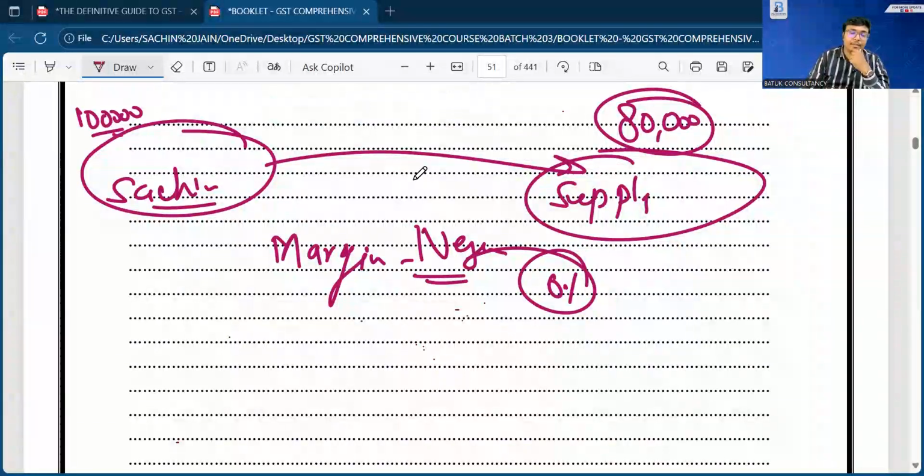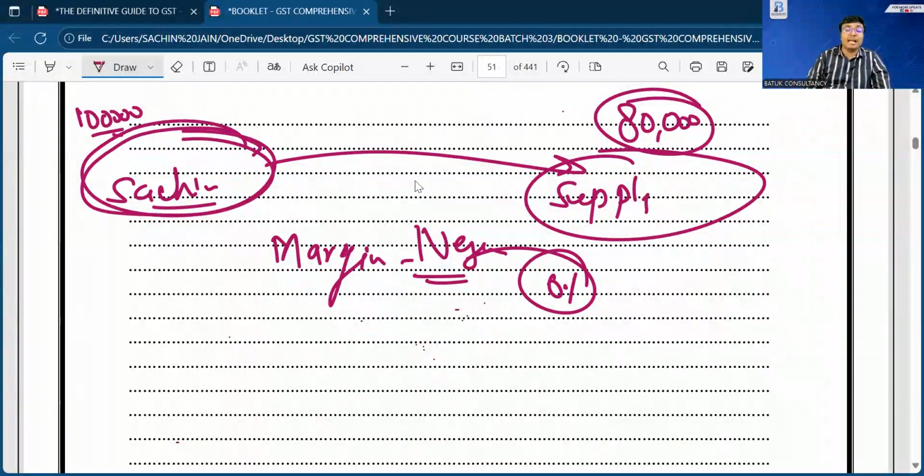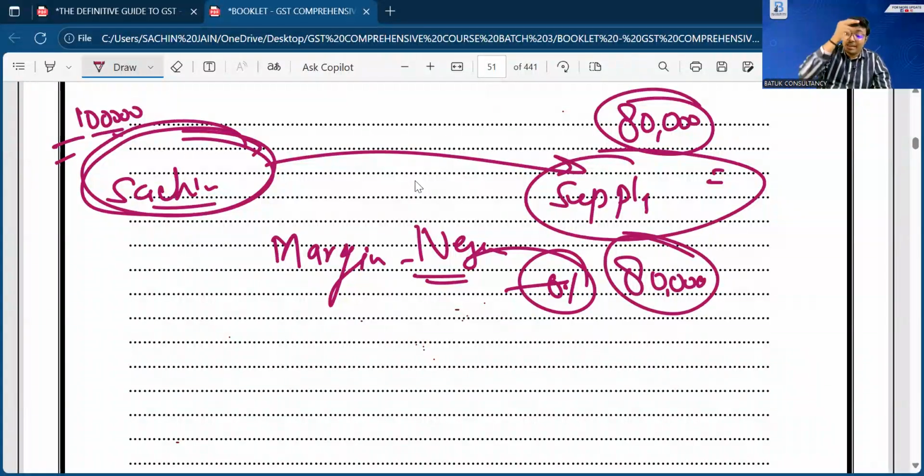Now, sir, suppose when I bought that particular plant and machinery for 1 lakh rupees, I claimed the input tax credit. I bought that machinery from a registered person, and I claimed input tax credit on 1 lakh rupees, and now I am supplying it at 80,000 rupees. In that case my value of supply will be 80,000 rupees. So the government is saying that when you have availed the benefit of input tax credit, the margin money concept will not be applicable. This margin money concept will only be applicable where you have not availed the facility of input tax credit.